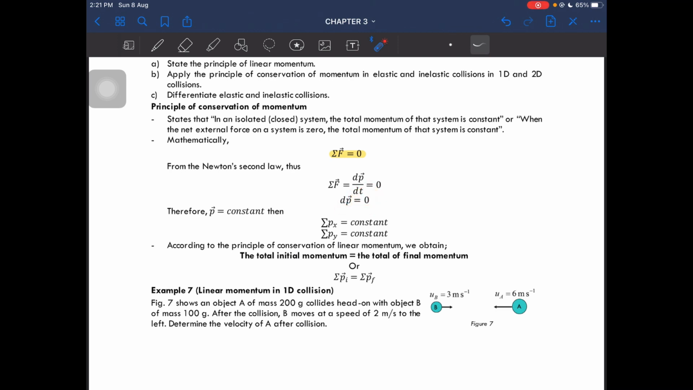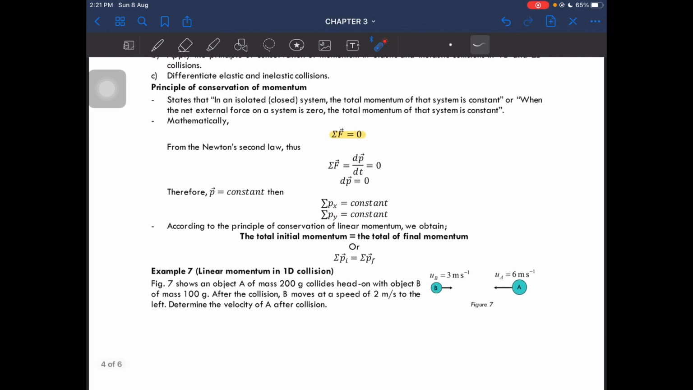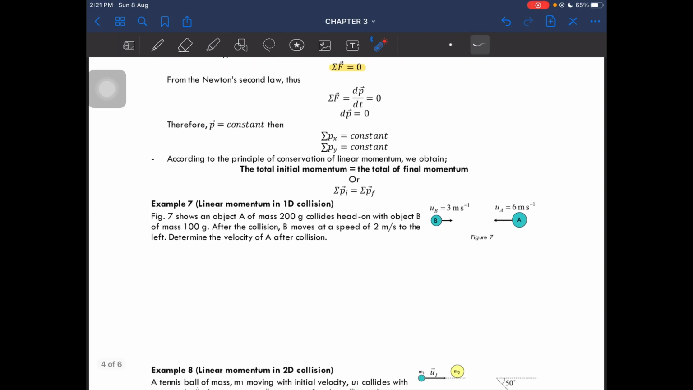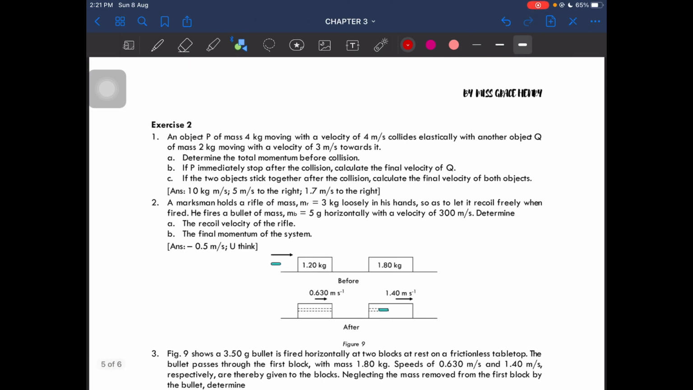So what does that mean? It means that the momentum is constant. Okay, constant for both horizontal as well as vertical components. So mathematically you can write that the initial momentum should be equal to the total of the final momentum. Okay, right, so that is that.